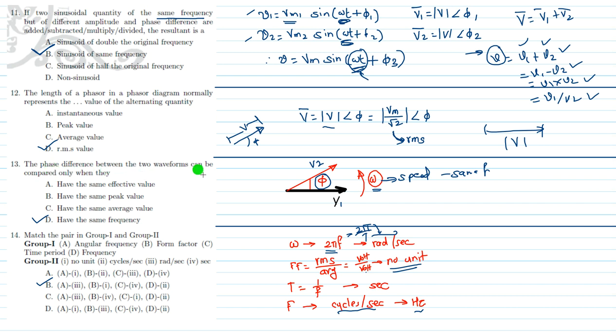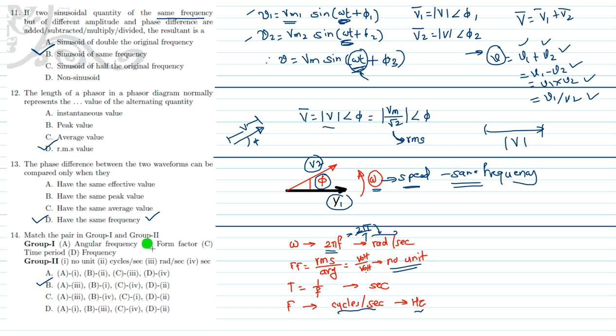The phase difference between two waveforms can be compared only when, okay, this is the V1 voltage and the V2 voltage. This phase angle phi remains constant when the speed is constant, that is, the frequency is constant. So it can be compared only when there is the same frequency. They should have the same frequency.